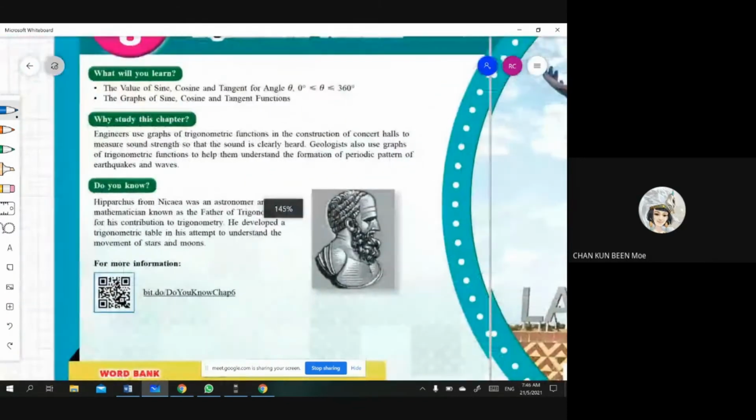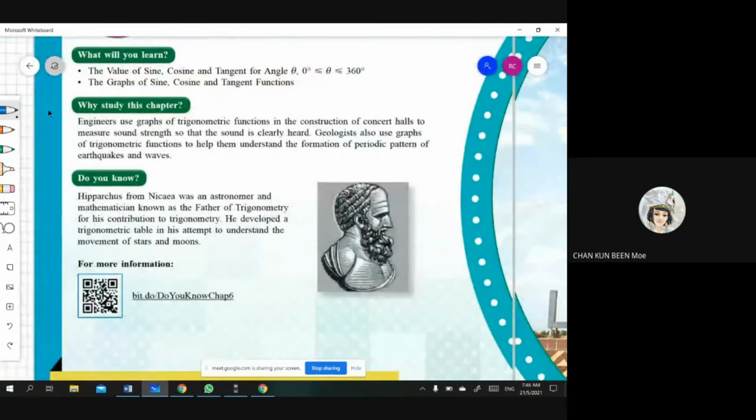After that, why do you study this chapter? I make it bigger. We study this chapter, one of it, to become an engineer, because engineers use the graph of trigonometric function in the construction of concert halls. If you ever went to the concert halls, you can listen to the music, you can hear the concert. The sound of the music is very nice. So they use it to measure the sound strength so that the sound is clearly heard. Okay, so besides engineers, the geologists also use the graph of trigonometric functions to help them understand the formation of periodic pattern of earthquake and waves.